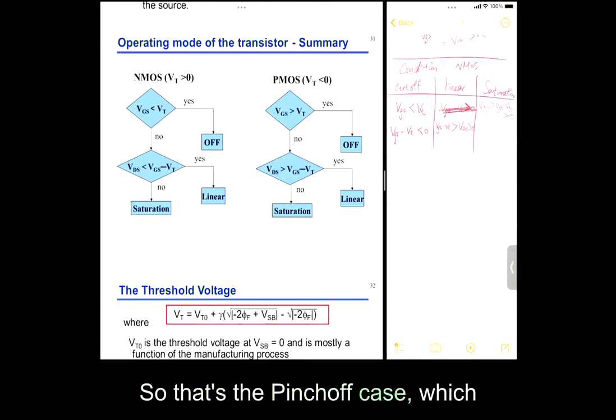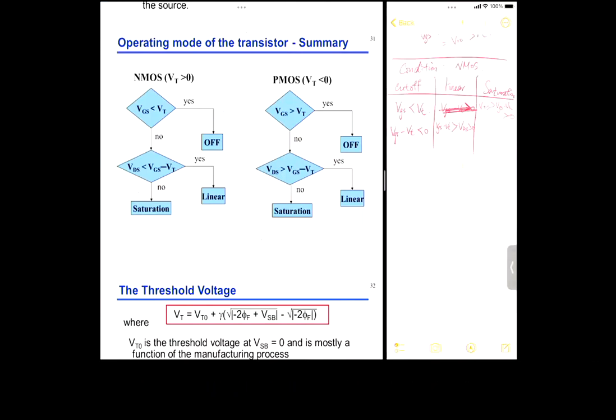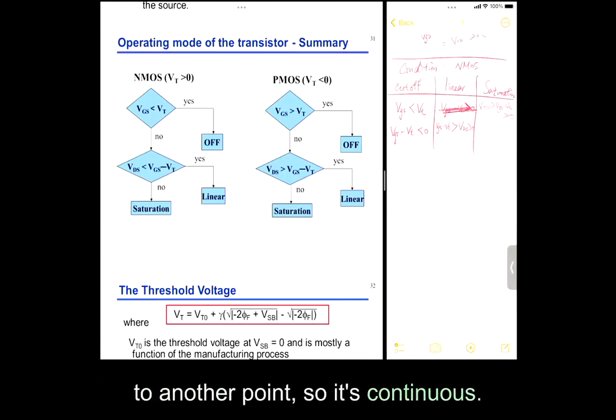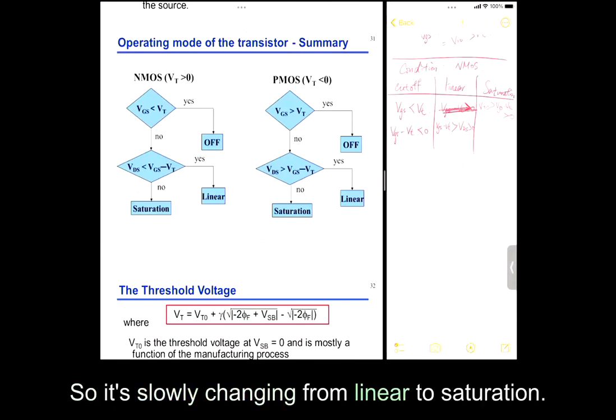That's the pinch-off case, which means it's somewhere in between. If you look at the current, they'll be the same, because it's not jumping from one point to another point, so it's continuous. It's slowly changing from linear to saturation.